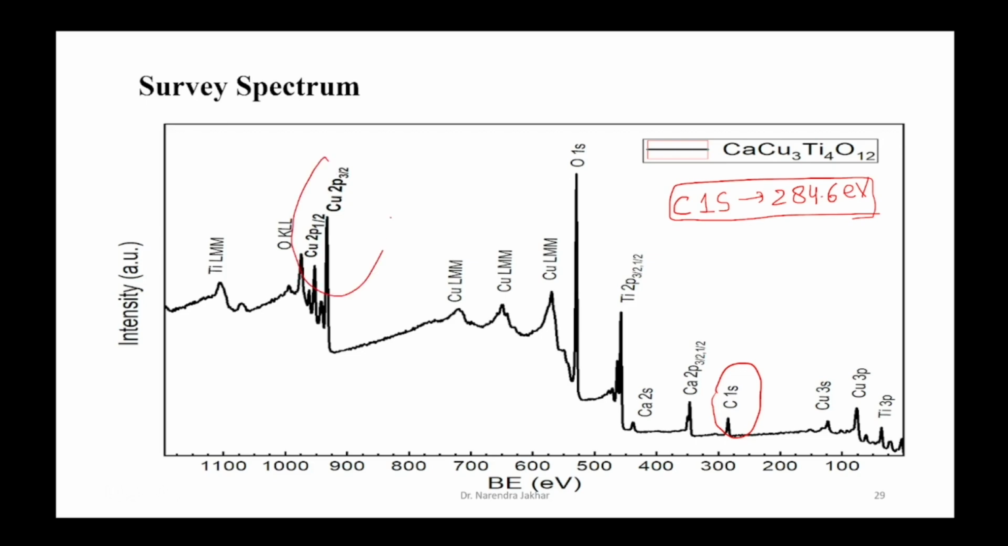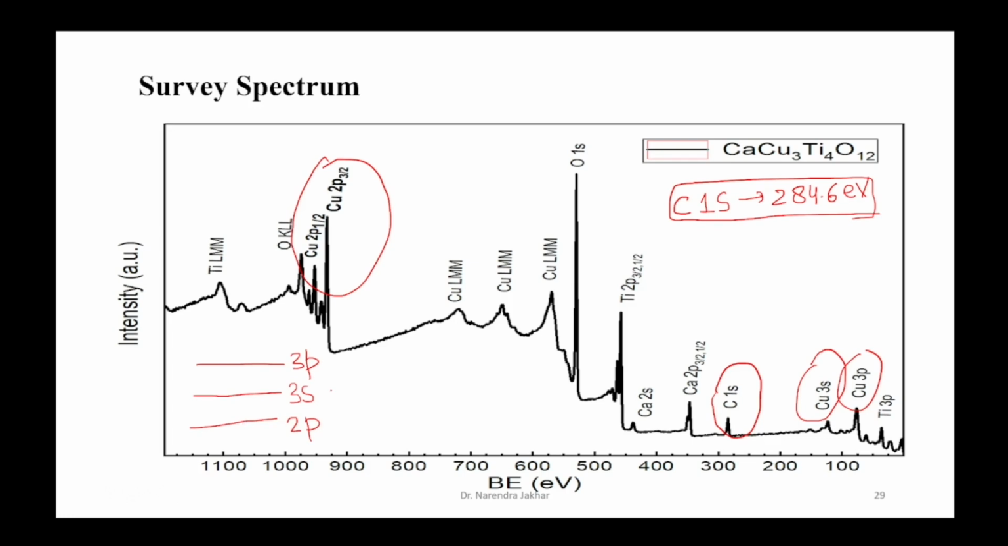Here is Cu2p, and here is Cu3s and Cu3p. If we are making the orbitals of Cu, then this is the 2p orbital, this is the 3s orbital, and this is the 3p orbital. This follows the rule by which electrons fill up the atomic orbitals.